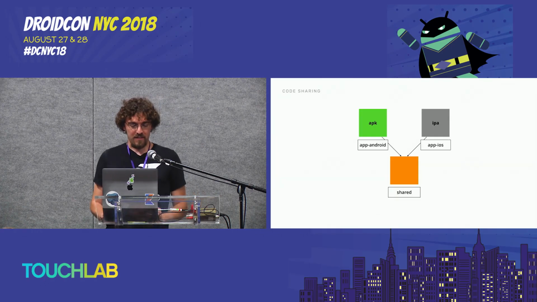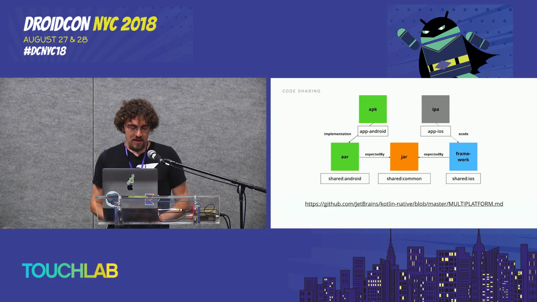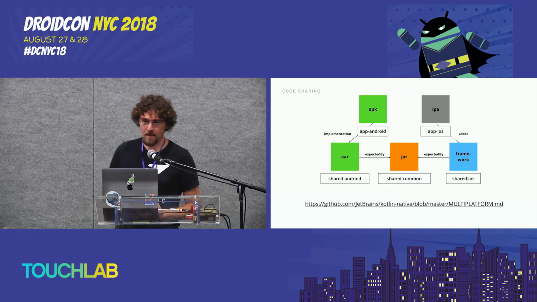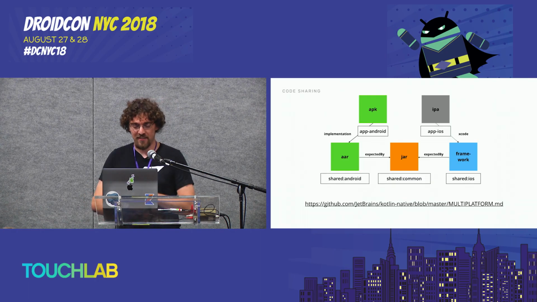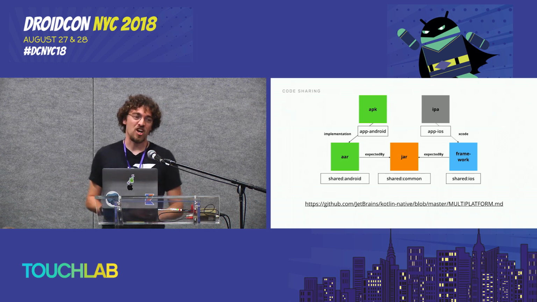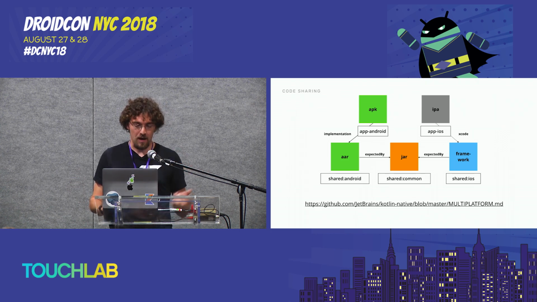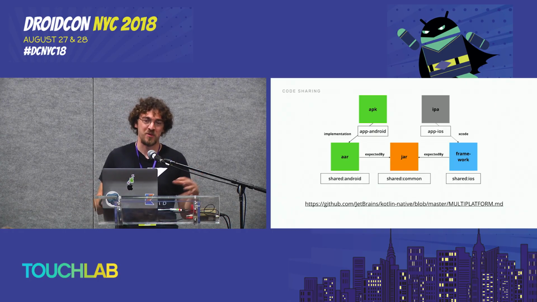So with all of that, this simple picture that we started from ends up looking a little bit more complicated, but we can talk through this and digest it. The orange box in the center there is our common module, the shared code that's our goal. We want to put as much as we can in there so that we don't have to write it twice.